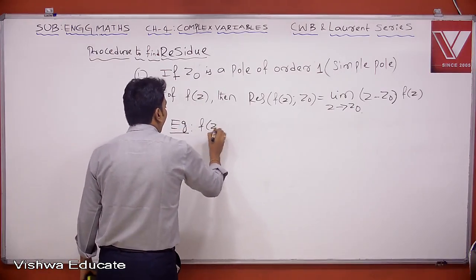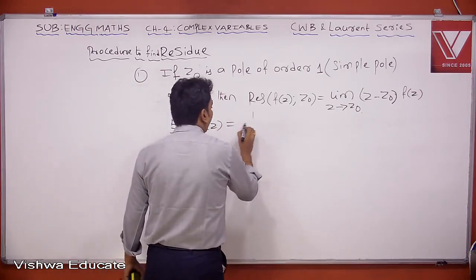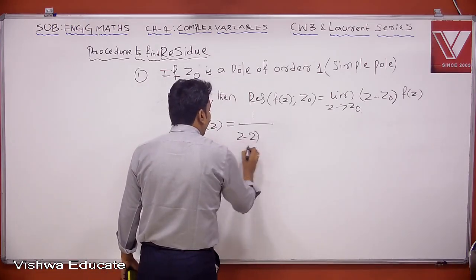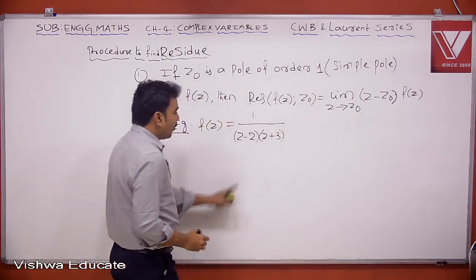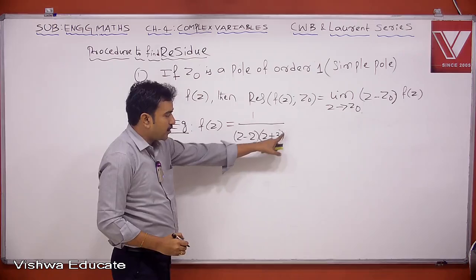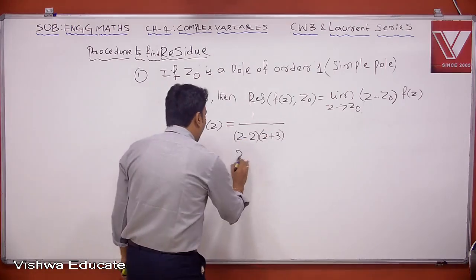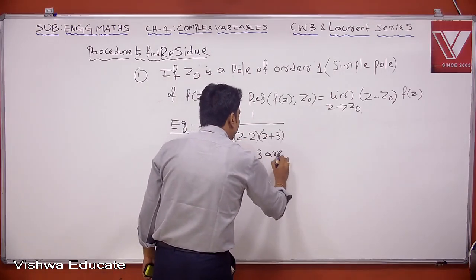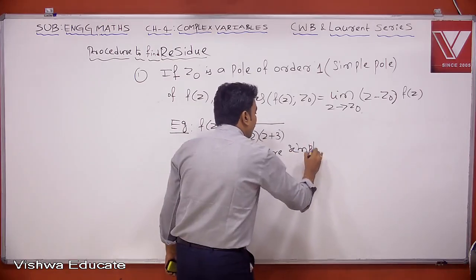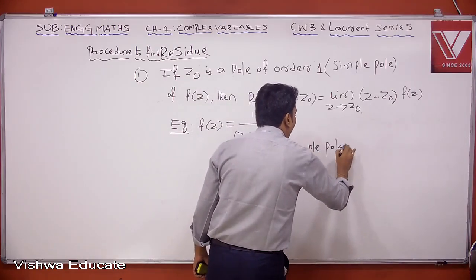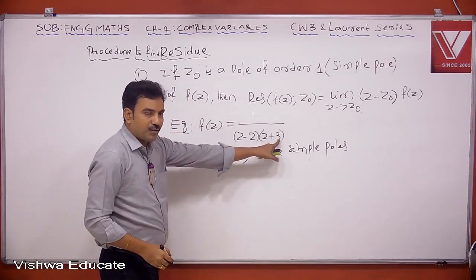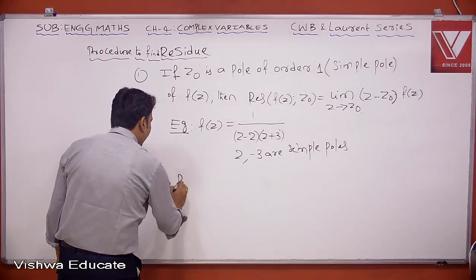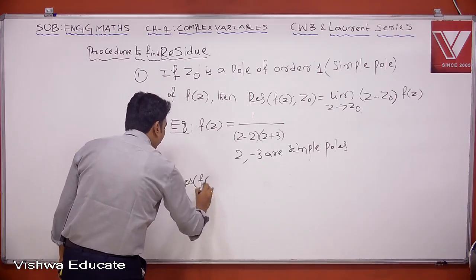Suppose we have f of z equal to 1 by z minus 2 into, for example, z plus 3. Now here z minus 2 power is 1, z plus 3 power is 1. Here 2 comma minus 3 are simple poles, because when you replace z by minus 3, it becomes 0. Now let us find the residue at the first pole 2.